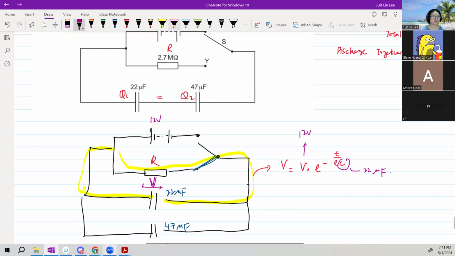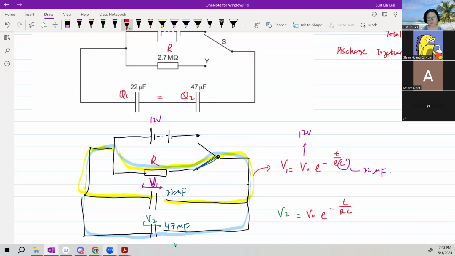They won't discharge at the same rate because there is also a second loop, meaning they are sort of insulated from each other, provided the resistor doesn't burn. If the resistor stays consistent, then this will be your second V, V2, and this is V1. For the second one, V2 is equal to V0, which is still the same, 12, e to the negative t over RC. This one would be 47 microfarad, but V0 is still 12 because when I put it at X and charge, everybody gets 12 volt.